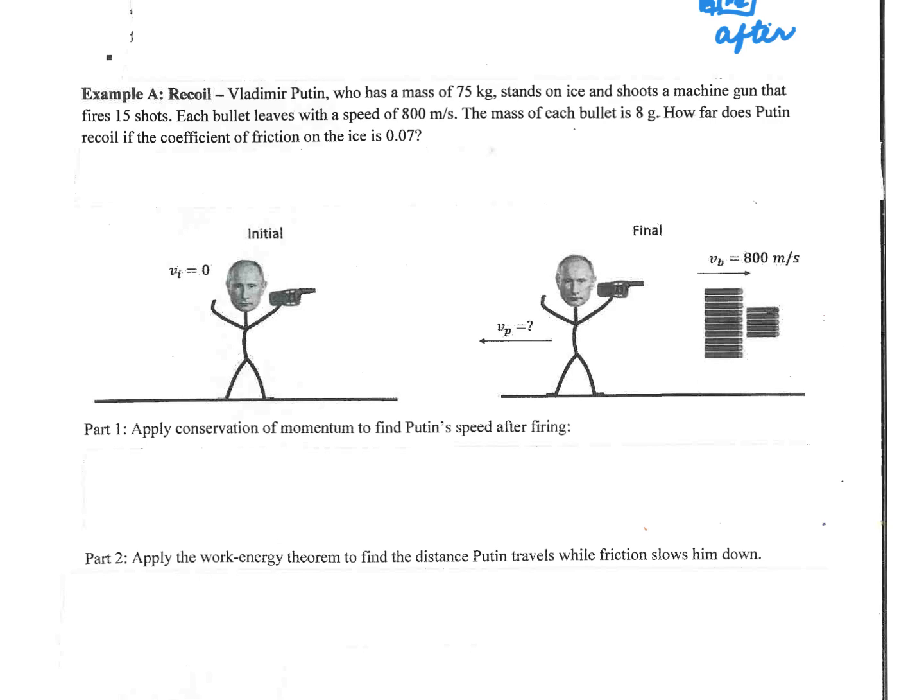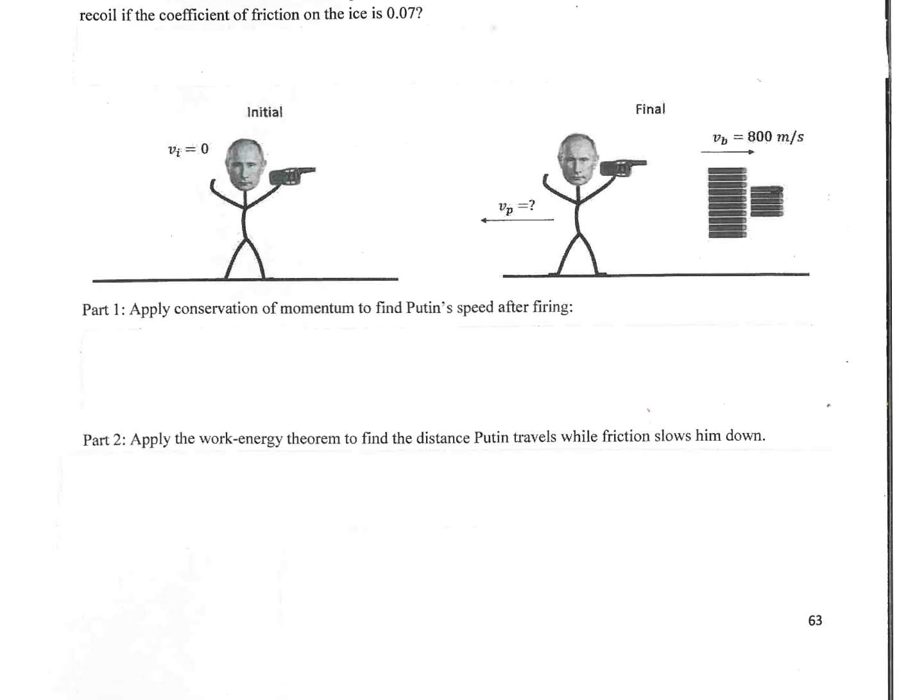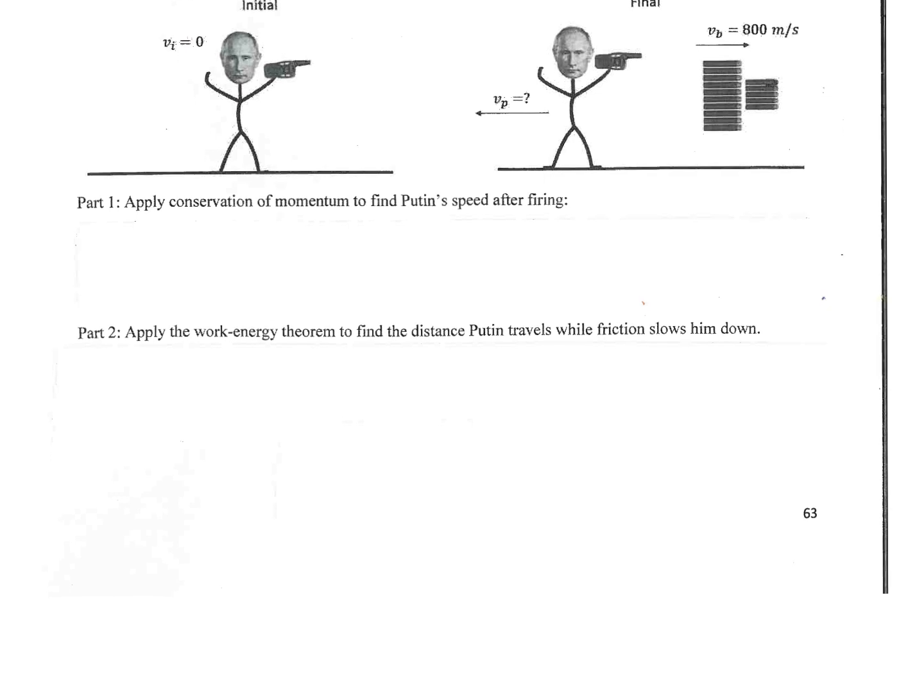All right, so let's apply conservation of momentum. So what do we know? We know that P initial has to equal P final. We know momentum is still conserved. Well, initial momentum is going to be 0. P final is going to be the mass of Putin times the velocity of Putin, plus the mass of the bullets times the velocity of the bullets.